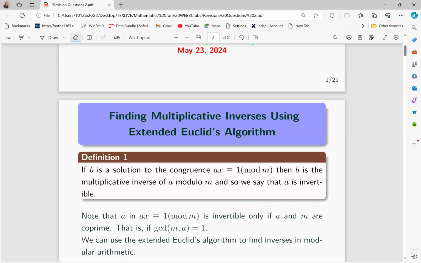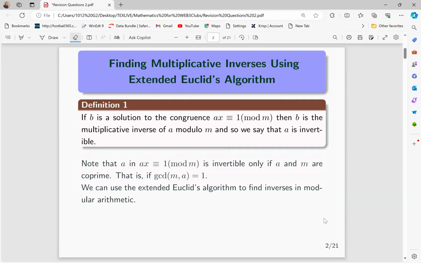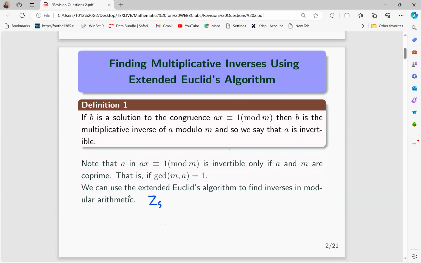Now, I want us to begin with what we've just talked about. We've talked about inverses mod 8. I want us to find the inverse of 5 mod 8. How do we normally do it? We know that 5 would have an inverse. We use the extended Euclid's algorithm.